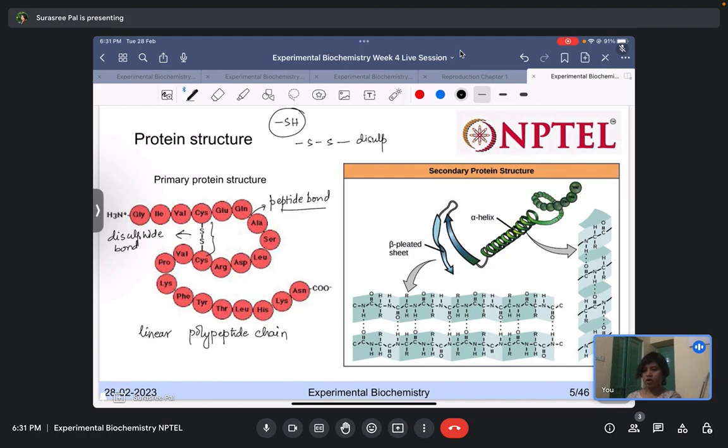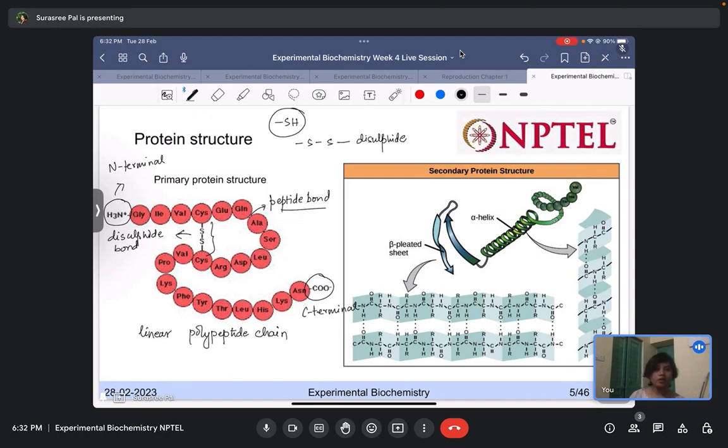So these linkages are observed in primary protein structure, and always remember that the primary structure of protein begins with an N terminal and ends with the C terminal. So what is N terminal, what is C terminal? N terminal is nothing but the amino terminal. This is a standard that we maintain, that we begin the sequence of the protein with an N terminal and end with the C terminal, which is the carboxy terminal. So it begins with amino terminal, ends with carboxy terminal. So that is the primary structure of protein.